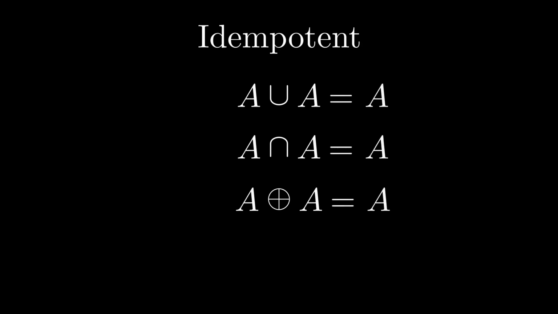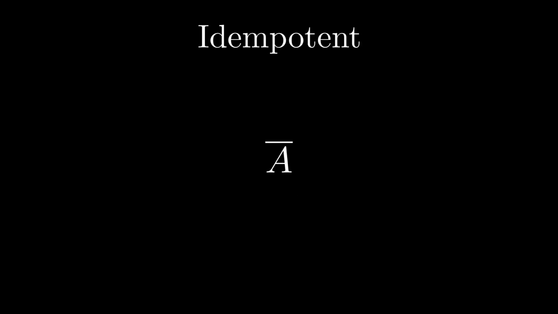Unions, intersections, and the symmetric difference are idempotent. That is to say, applying the operation to the same set will return the same set. So A union A, or A intersect A, will return set A. This is different from the complement, which is an involution, meaning the same operation applied twice will return to the original set. If we create a union of a set with its complement, we get the universal set.